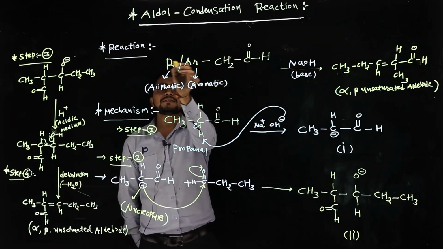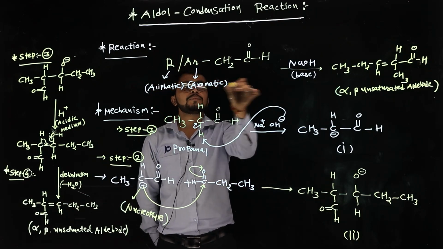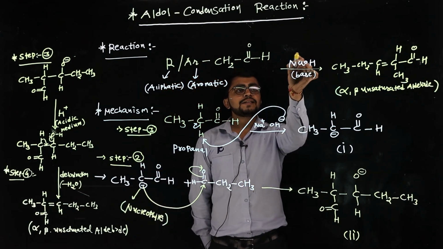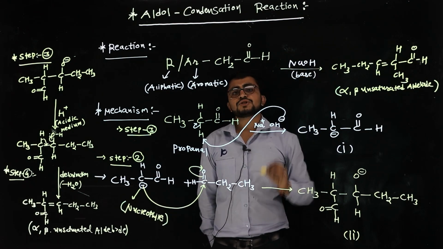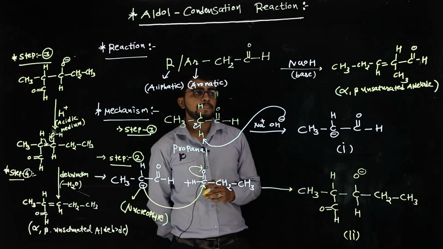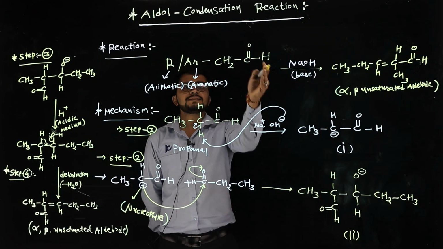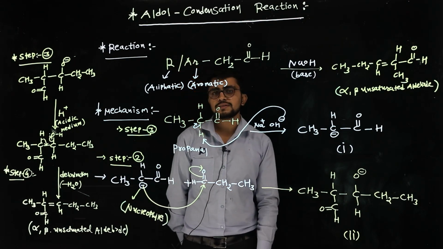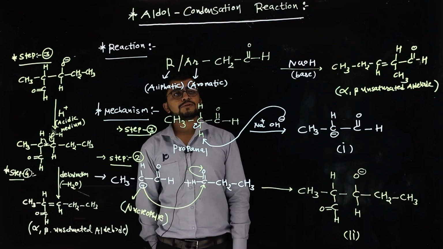Here we discuss the reaction for aldehyde compounds. These aldehyde compounds react in the presence of a base. Sodium hydroxide is a base. The first reactant is any aldehyde which possesses alpha hydrogens. What is an alpha hydrogen?